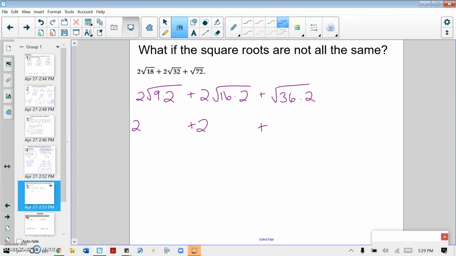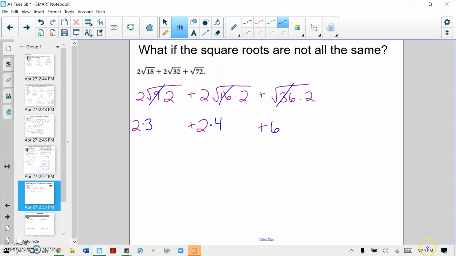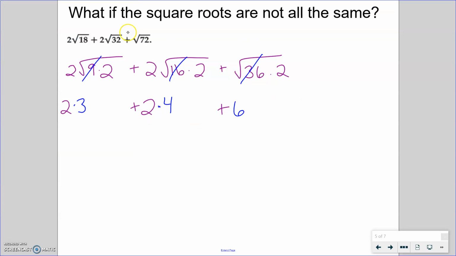Okay, and I'm going to take a new color. Square root of 9 is 3. Square root of 16 is 4. And square root of 36 is 6. And then I still have those square root of 2 left over, square root of 2 left over, square root of 2 left over. Notice this piece, we haven't talked about this before.